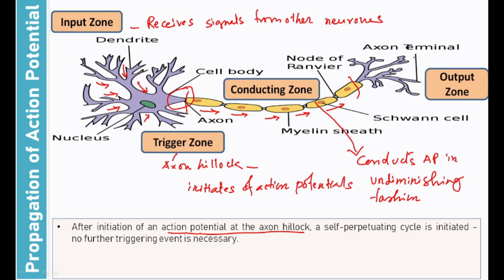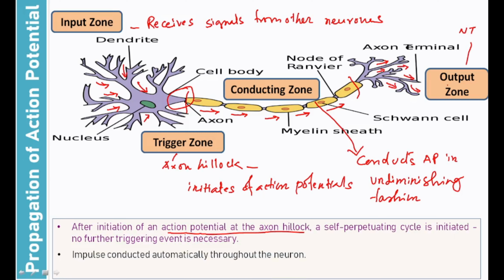Next, coming to the axon terminal. The axon terminal is known as the output zone. Now, why is it known as the output zone? Because when the action potential reaches the axon terminals, it may release neurotransmitter that influences other cells. Through the axon terminals, the signal is propagating to the next neuron. So that is the output zone.